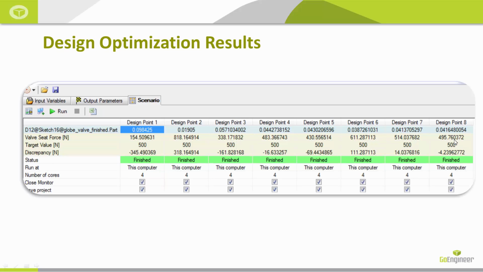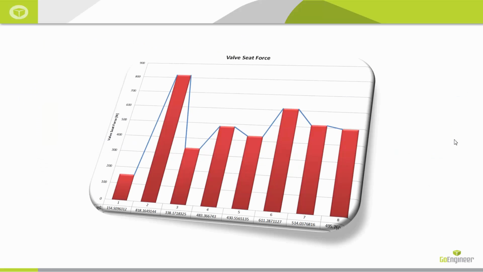So by design point 8, we reached 495, which is within that 10 Newton tolerance. So SOLIDWORKS finished at this point, and now we can save out a new configuration or flow simulation project with this improved design. So again, looking at the valve force, and how that varied in these different design scenarios. See how it bounced around, came really close, just lowered another notch, and arrived.